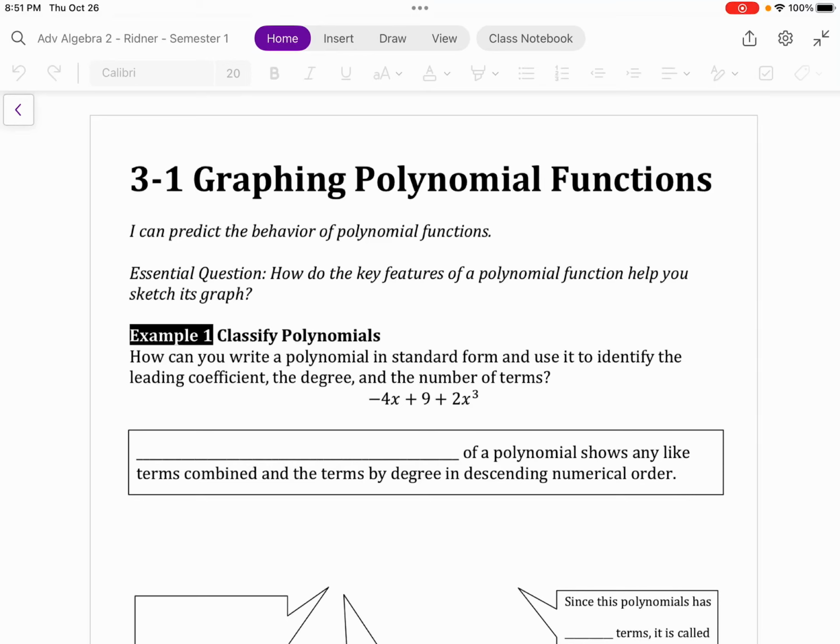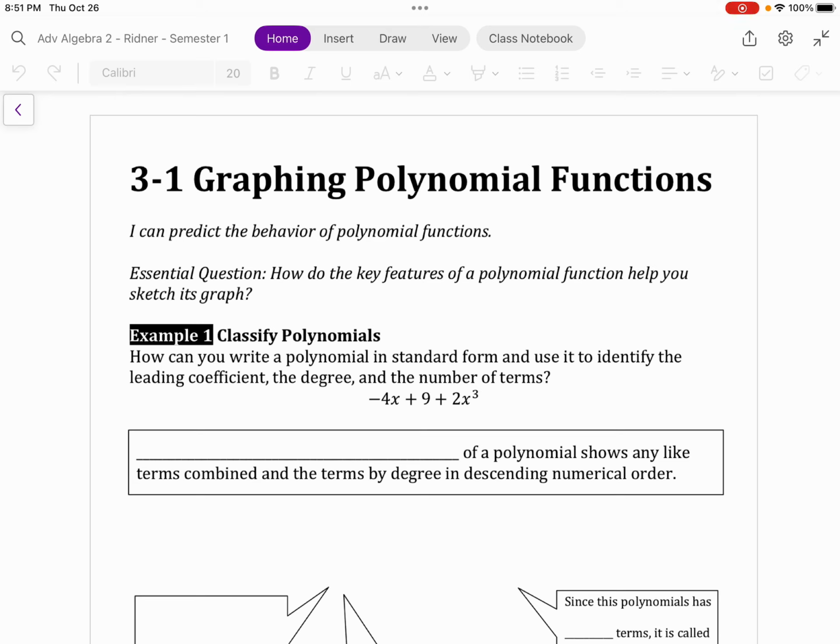3-1, graphing polynomial functions. We're going to look at a lot of vocabulary in this one. What we are actually doing is not very difficult in terms of math. It's just, can you listen to my definitions and then be able to explain them. So this whole unit is on polynomials.